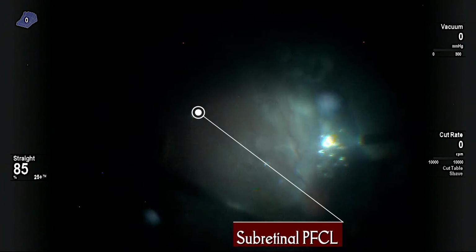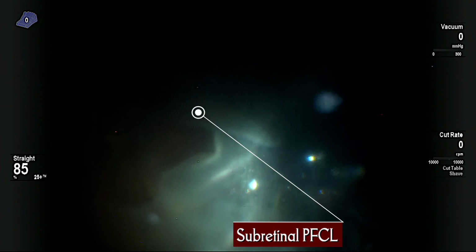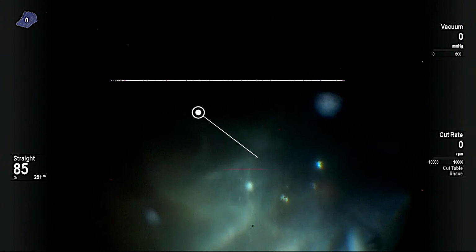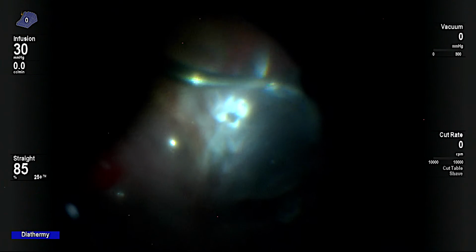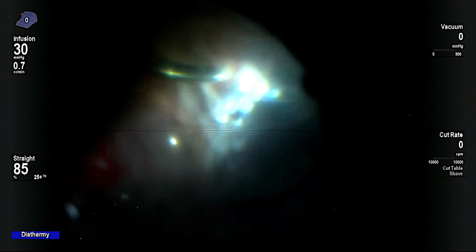While injecting PFCL, it went subretinal. So I decided to do a 360-degree retinectomy. So 360-degree diathermy was done, followed by a retinectomy.